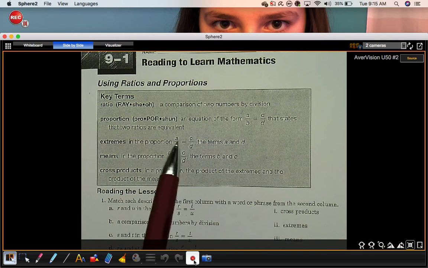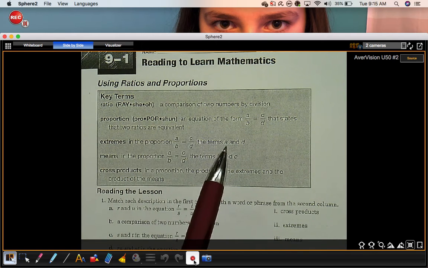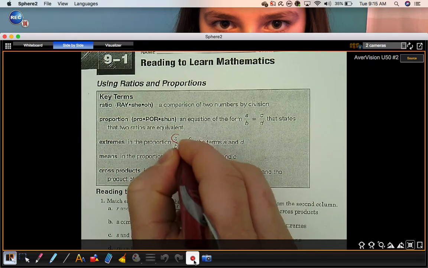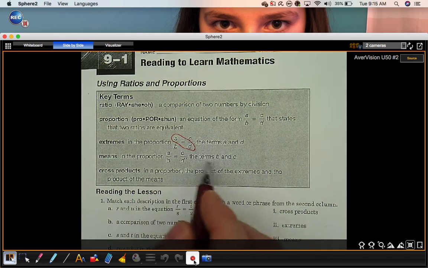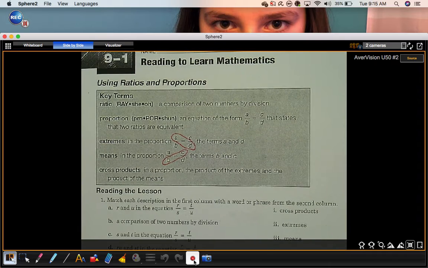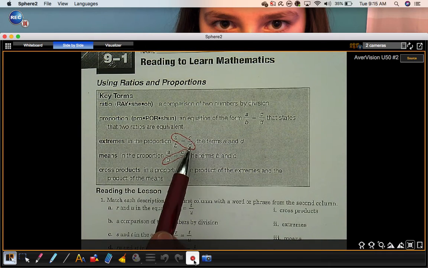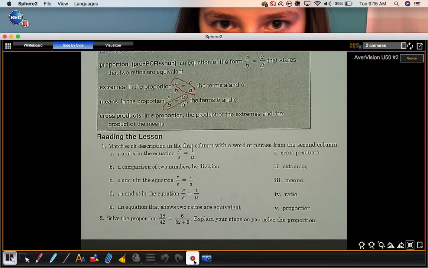So if you have a proportion where you have two fractions that are equal, the extremes would be the cross product A times D. So the extremes go this way. The means would be B times C. They go that way. So the extremes, when you multiply them, equal the means when you multiply them. This info is good to help you with this first section.